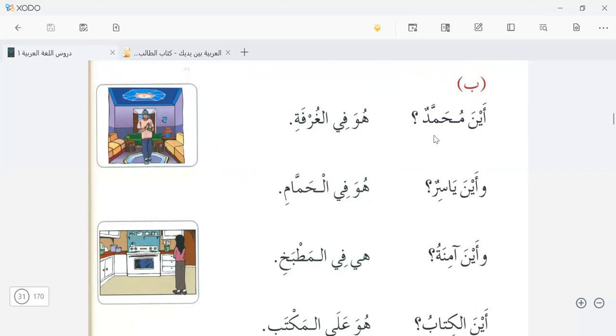Okay, so Alwiya, you're first, and Nuranisa, second. Okay, teacher, I ask the question. Yes. Bismillah. Aina Muhammadun? Where is Muhammad? Huwa fil ghurfati. He is in the room.